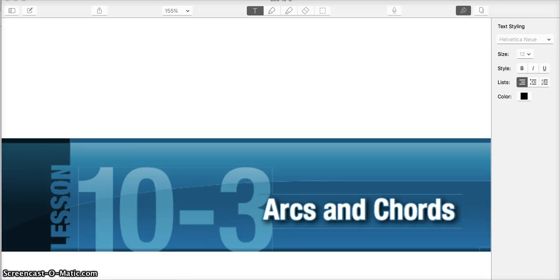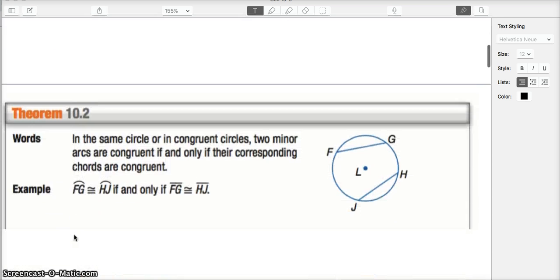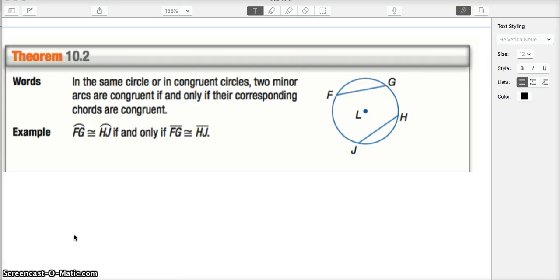Hi guys, we are in chapter 10. We're looking at section 3, and today we're going to talk about arcs and chords. So, let's get started straight up. We don't have any real vocabulary.